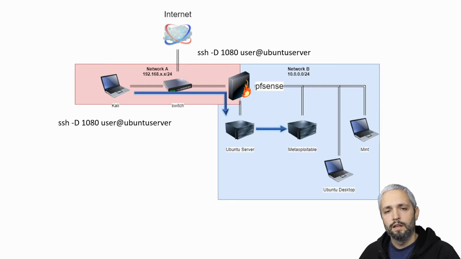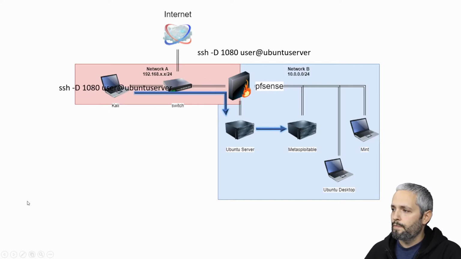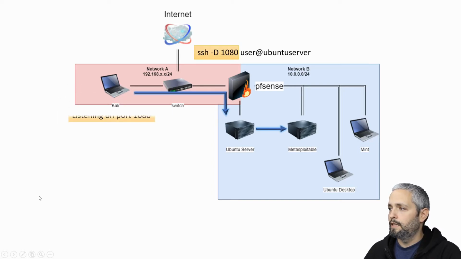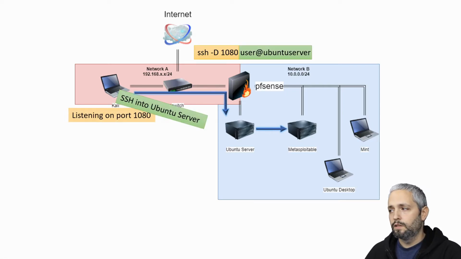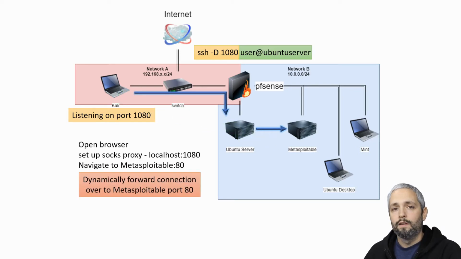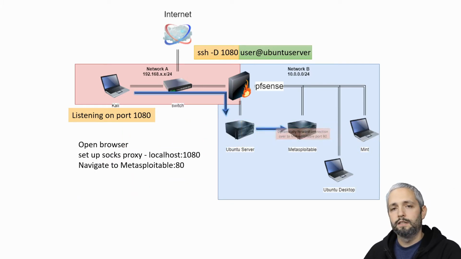So just like before, let's walk through it graphically so it makes sense. We're going to take our command, ssh -D, and put that to our Kali instance. And from there, Kali is going to listen on port 1080 and SSH over into the Ubuntu server. And from there, we're going to open up our browser, configure it to use the SOCKS proxy, and then tell it to navigate to that internal IP address on port 80. And it will dynamically forward that connection right on over to that host and port.